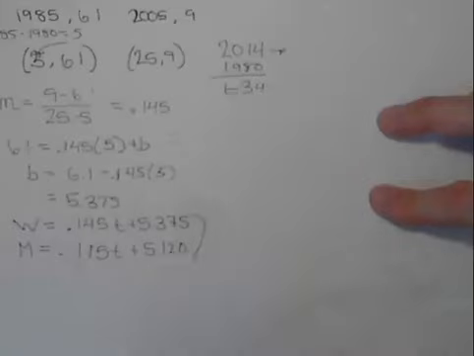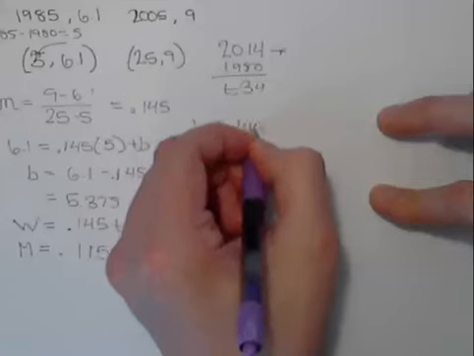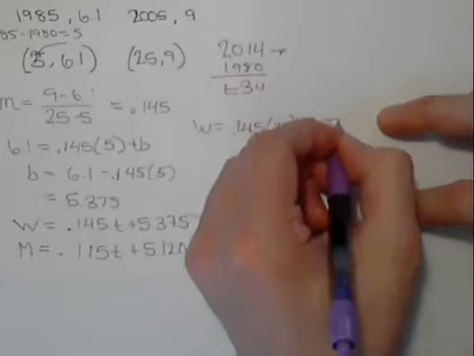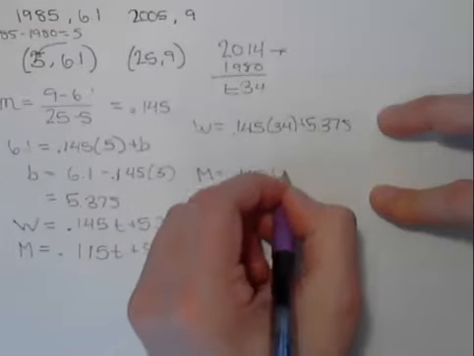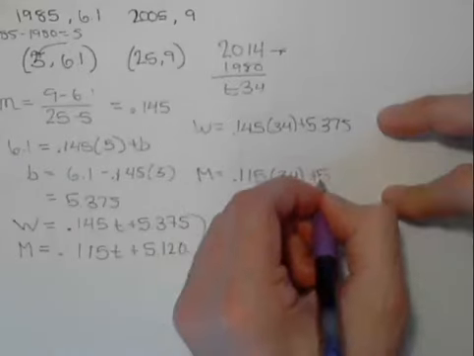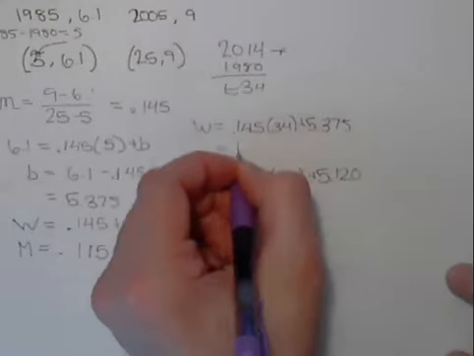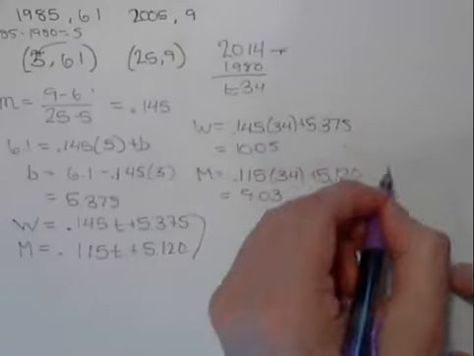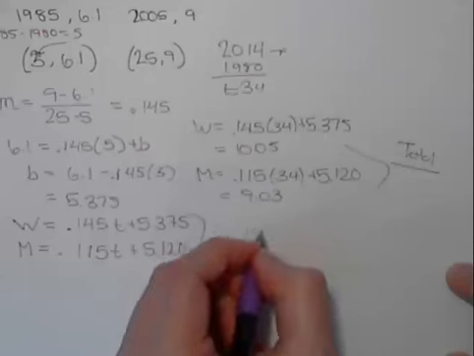So substituting that T into each of these, for women, we have 0.145 times 34 plus 5.375, and for men it's 0.115 times 34 plus 5.120. Typing those both into the calculator, for women we get 10.05, for men we get 9.03. So the total together, because it asks for total enrollment, would be around 19 million or so.